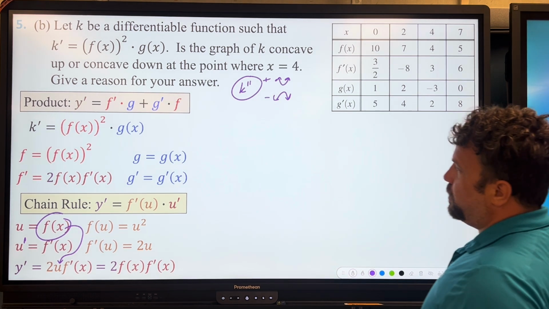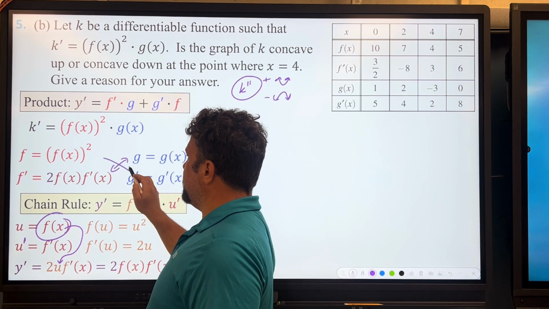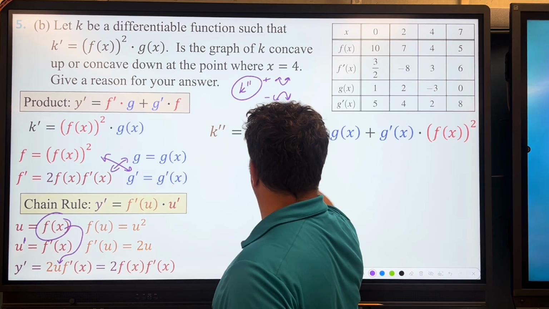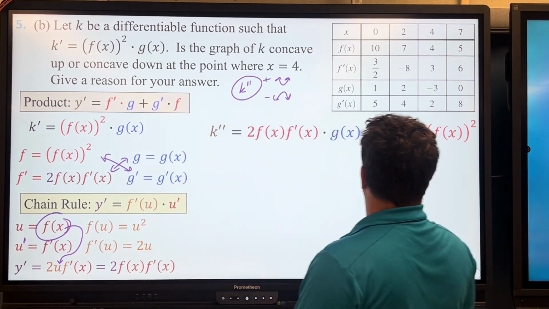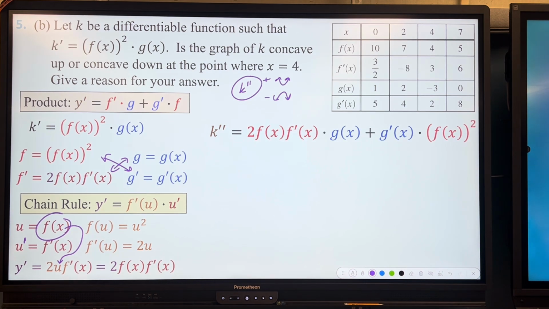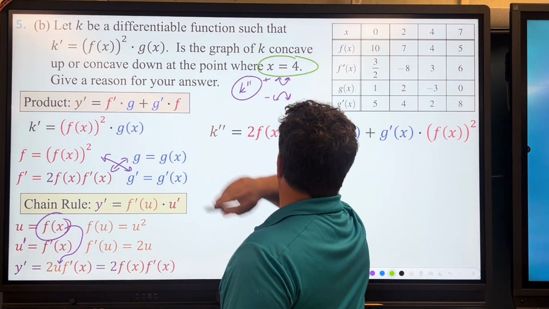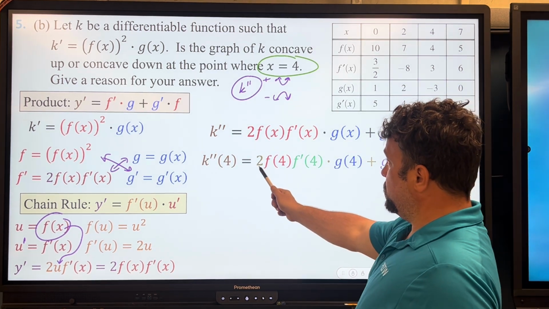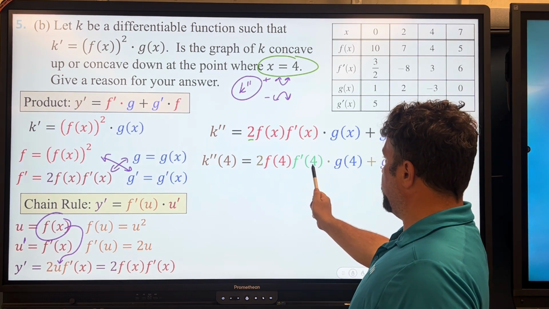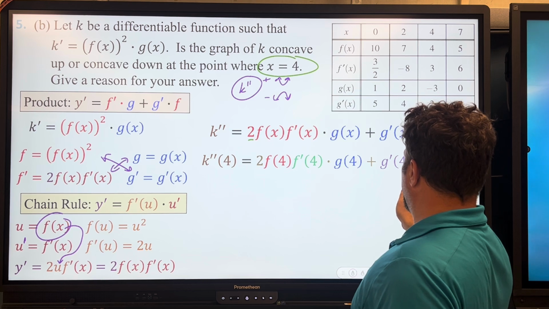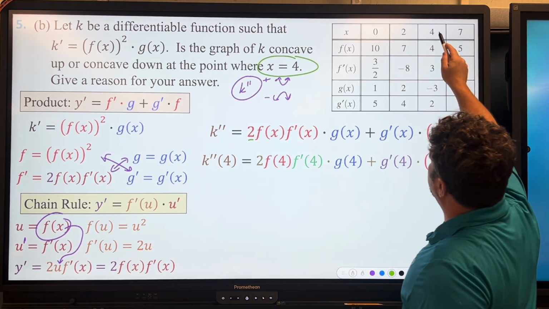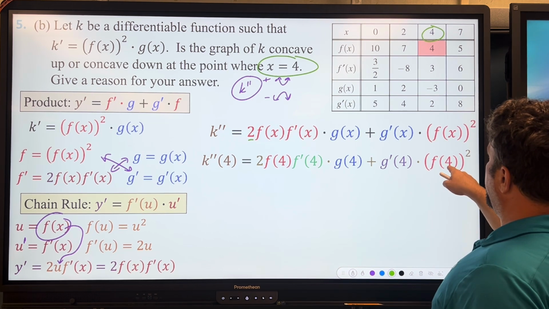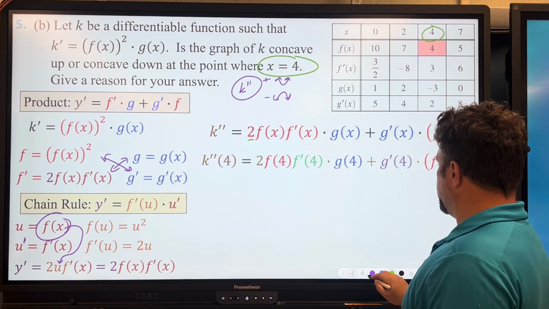Now, with your product rule, you have to cross multiply, so this does get a little tricky. It becomes 2 f of x, f prime x times g of x, plus g prime x times f of x squared. Now, we want to know when x equals, here's the key, 4. All right? So when x is 4, this is going to be 2 times f of 4, f prime 4, times g of 4, plus g prime 4 times f of 4 squared. So we're going to use everything in this 4. F of 4 is 4.